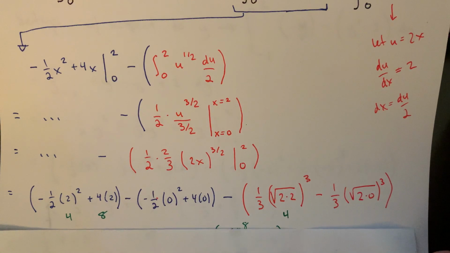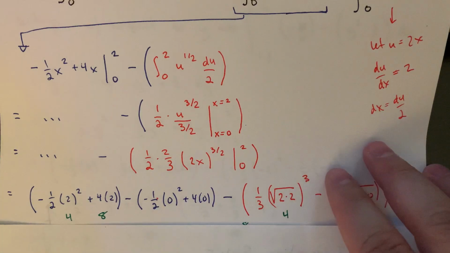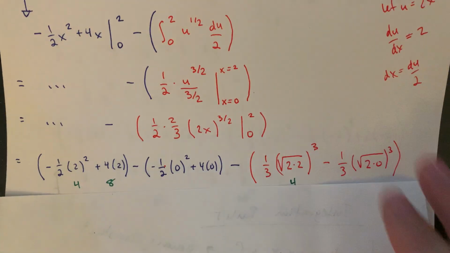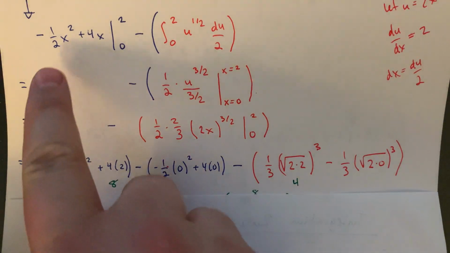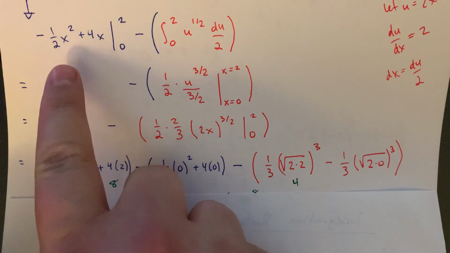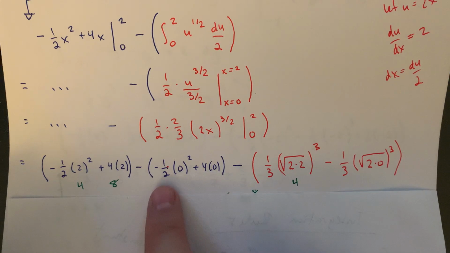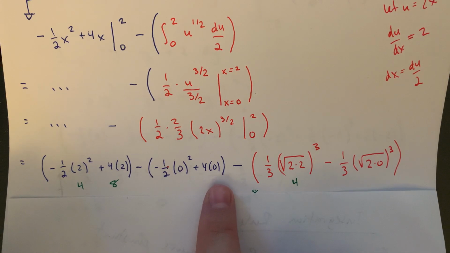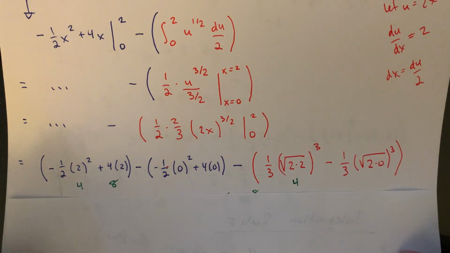In the end, what starts to happen for us here is, right, -1/2, just subbing these values in. So I'm doing -1/2 x squared plus 4x from 2 to 0. So I'm subbing these in here, right? So here are the 2's, here are the 0's. The 0's are going to make this whole piece go to 0. 4 times 2 is 8. 2 squared is 4, times the -1/2. We'll deal with that.